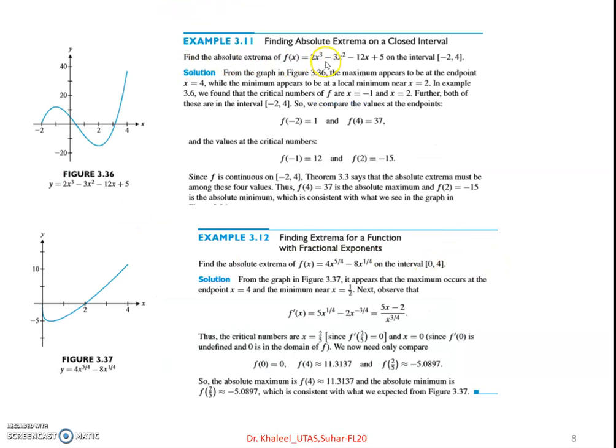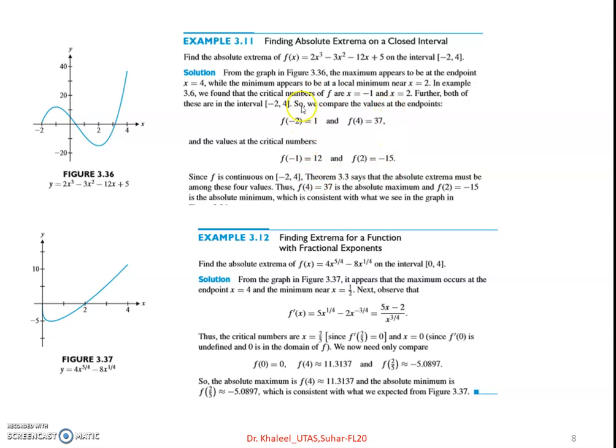Find the absolute extrema of this function on this interval. So this is a, this is b. I will find the value at these endpoints. f of minus 2 is 1, f of 4 is 37. Then we have already calculated the critical points, which are minus 1 and 2. So I will find the value at these. See, we have found it. So I have 4 values.